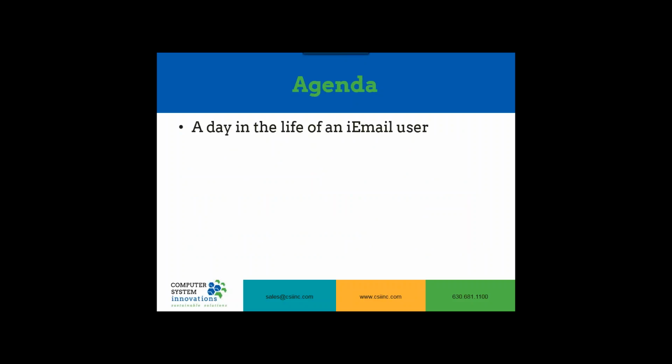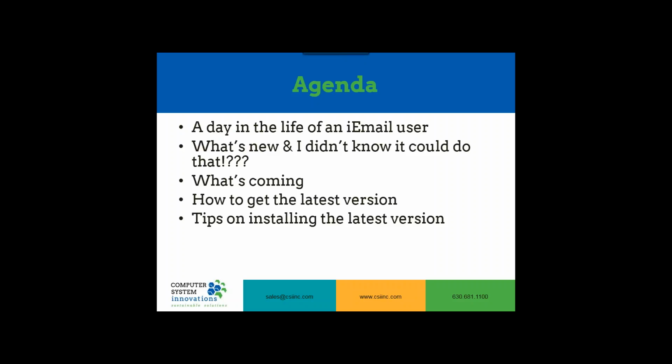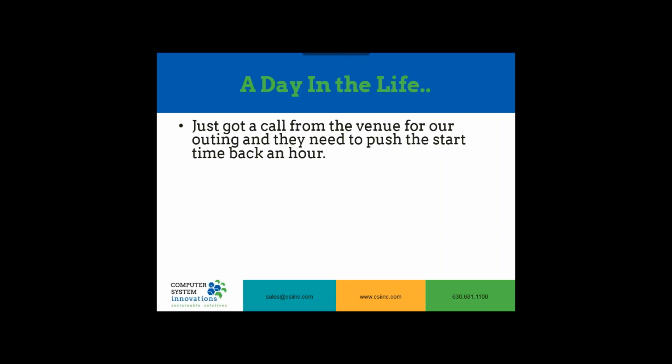So our agenda today is a day in the life of an iEmail user. We're going to talk about how we see iEmail used by many organizations. We're going to cover some new stuff that you'll see during the demos and go over how you can enable those cool features. Talk a little bit about what's around the corner. And then if you saw something you liked and you realize you're not on the latest version, we're going to tell you how to get it. We're going to help you with installing it. And if you get stuck, we're going to tell you how to get help. And then, of course, as Zach said, we're going to do some Q&A after the fact. So let's get right into this.